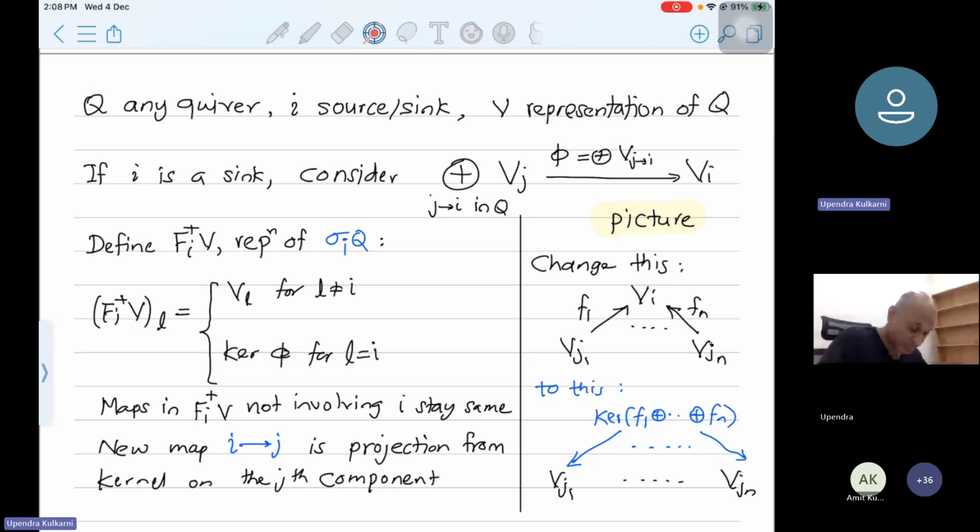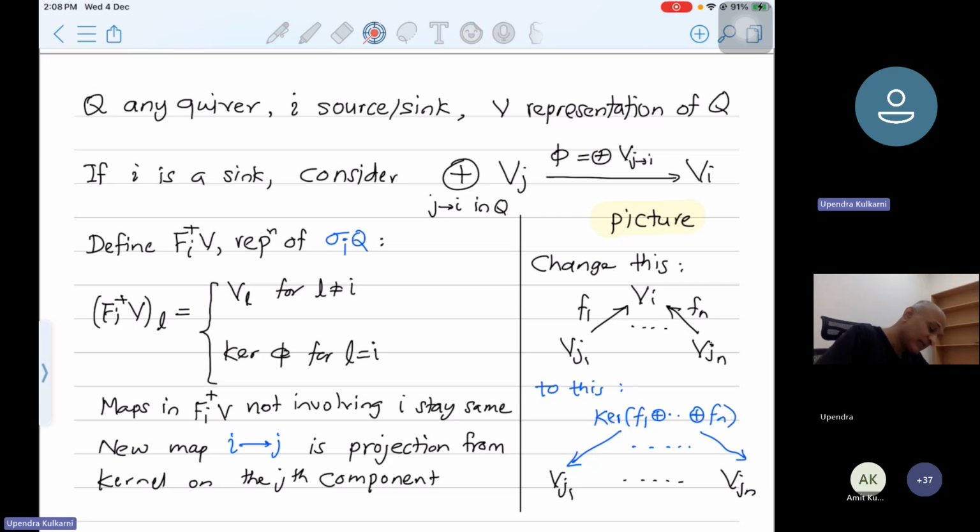Well, they are very simple. The vector space that I have written over here is a subspace of this direct sum. So I just take this subspace and I take its component maps, which is what I have written here. Each is a projection from the kernel on the jth component. All right, so this is what happens for when I is a sink.